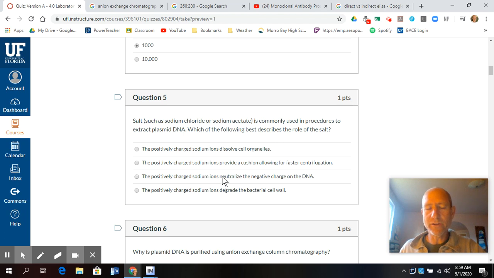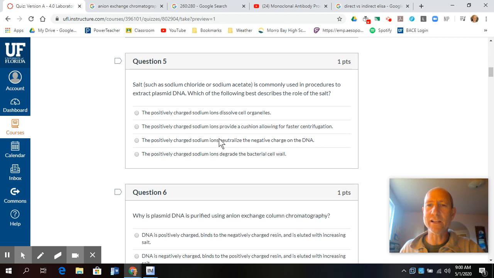Salt, such as sodium chloride or sodium acetate, is commonly used in procedures to extract plasmid DNA. Which of the following best describes the role of the salt? So we didn't actually, we used a different protocol for doing our mini preps. A lot of these questions are using kind of like old techniques that have been replaced by more effective techniques, but we're just going to have to deal with it because it's just a test. And step one is to not worry about it.